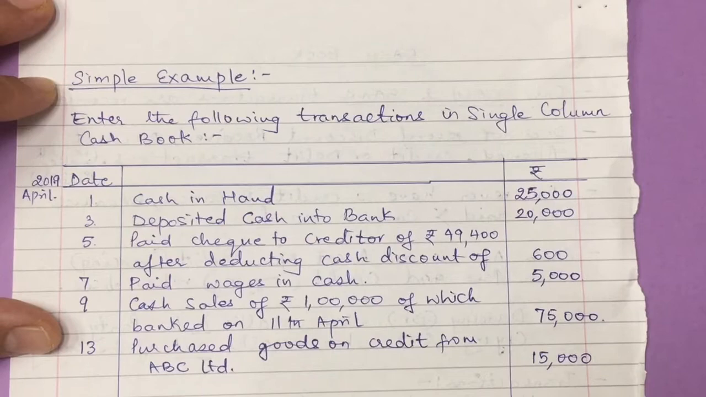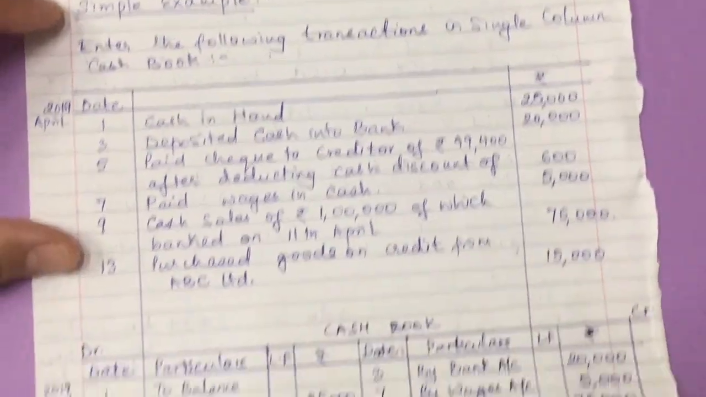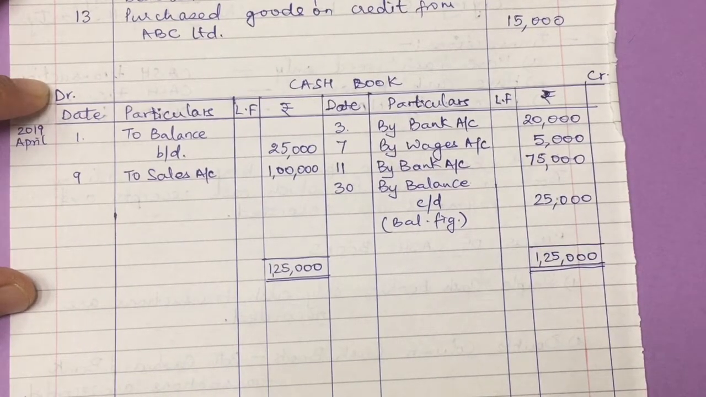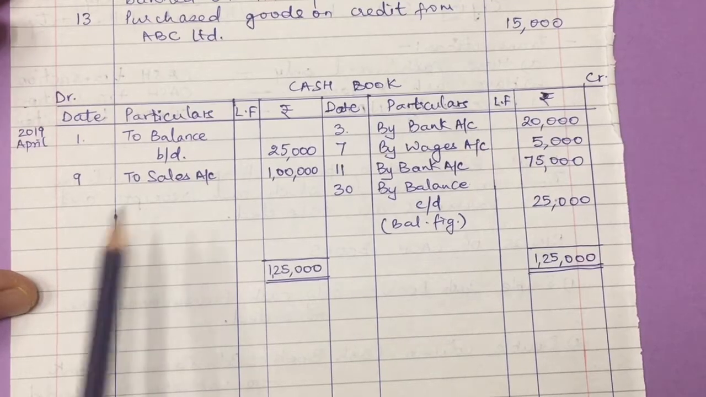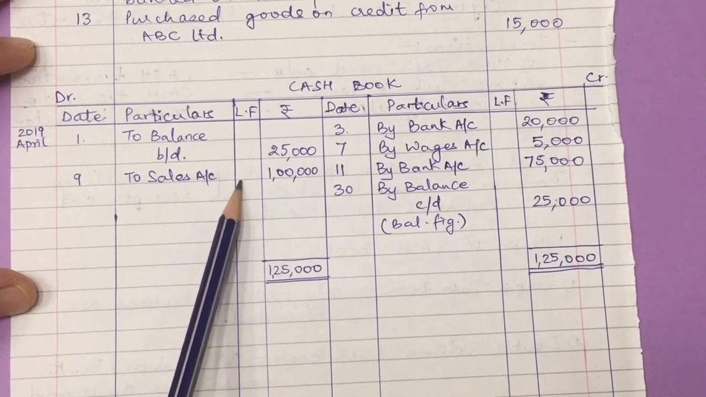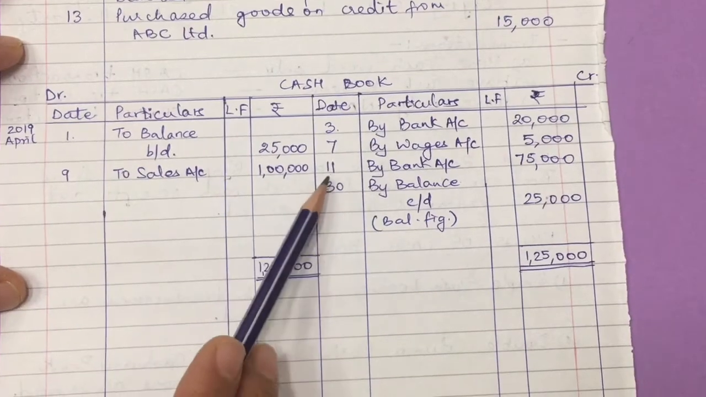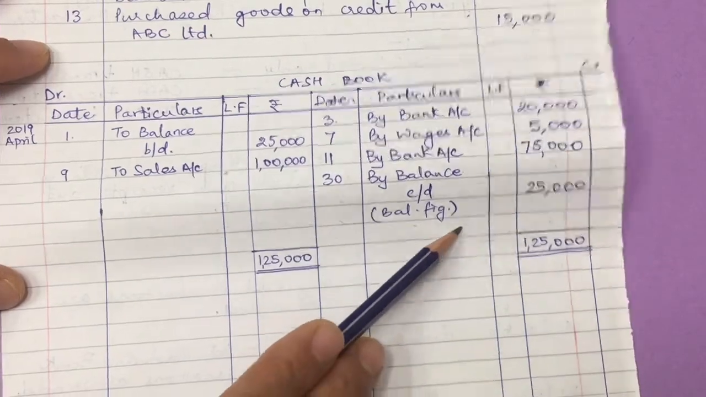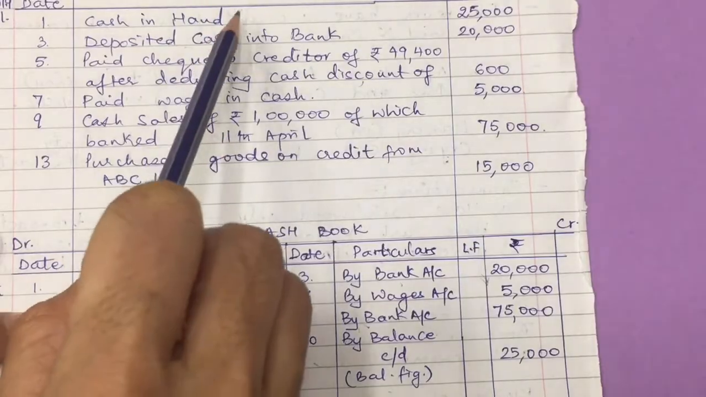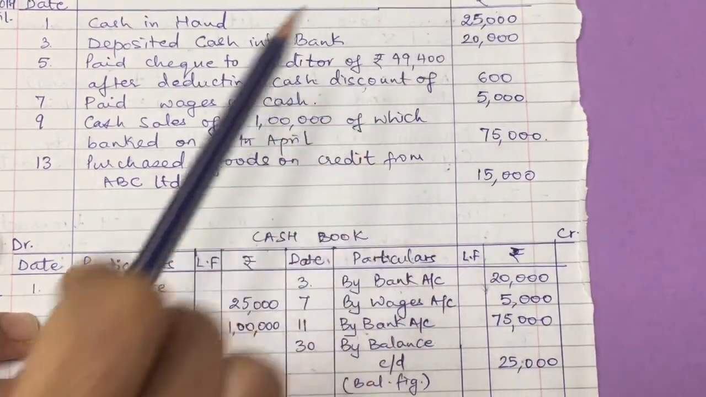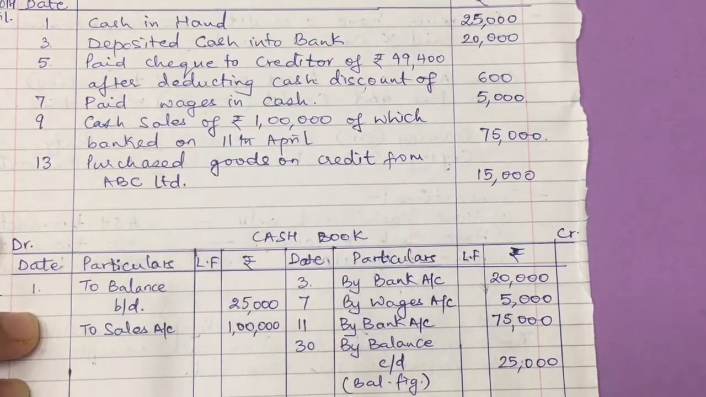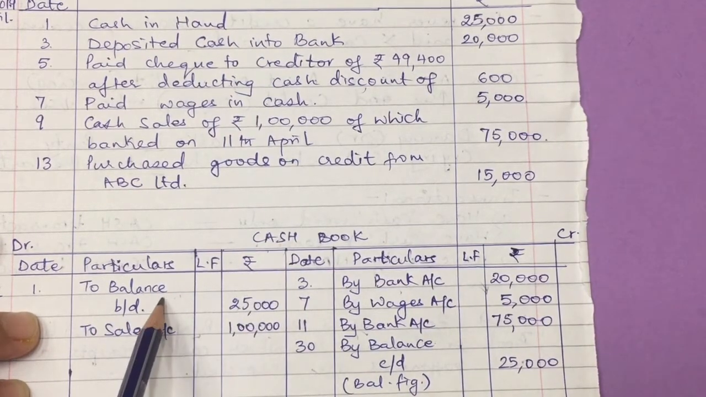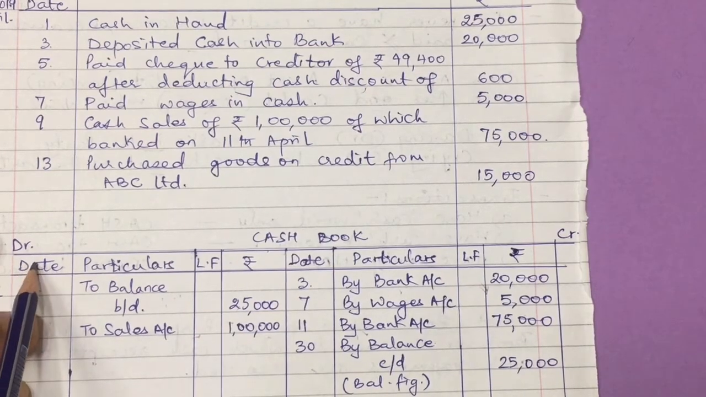Now how to make a cash book from all these transactions? First, we'll make a simple cash book where we'll have a debit column and a credit column. So there is date mentioned, particulars, ledger folio if there is mentioned, and then the rupees. On the credit side, same, date mentioned, particulars, ledger folio and the rupees. The first entry is cash in hand 25,000. Cash is an asset, it will be dancing because it has walked into the party, so it will be on the debit side. My balance of cash book, to balance brought down 25,000, will be on the debit side.